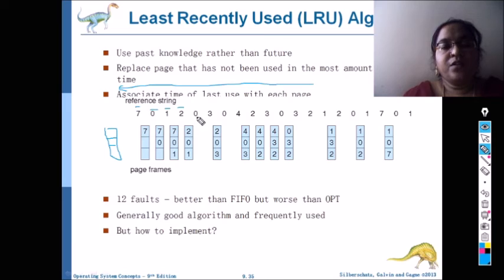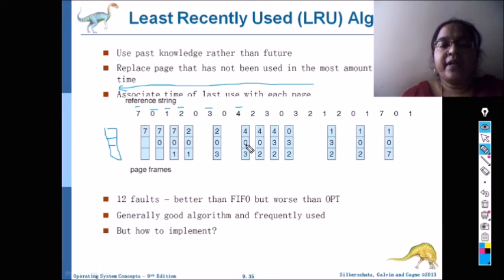Now for 0 there is no page fault, for 3 there is a page fault. Now among 2, 0 and 1, search in this direction. 0 was recently used, 2 was recently used, and 1 was least recently used, so replace 1 by 3. Now for 0 there is no page fault. For 4 there is a page fault. Among 2, 0 and 3, 0 is recently used, 3 is recently used, so it is 2 which is least recently used, so replace 2 by 4.